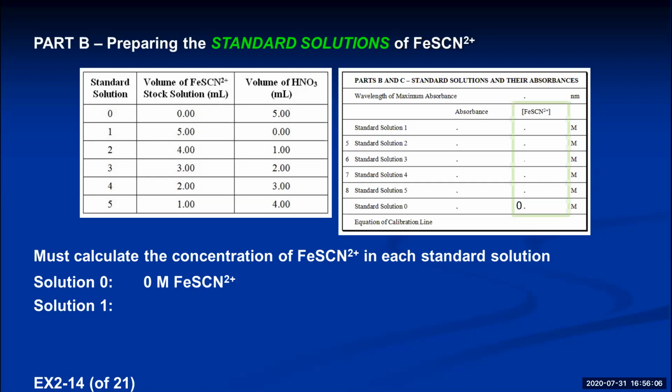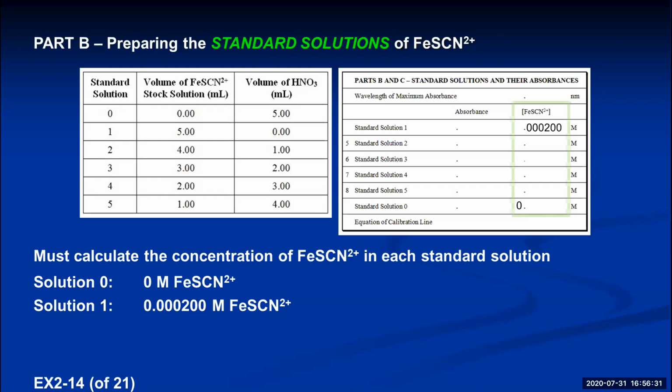For solution number 1, this is made of 5 milliliters of the stock solution, and we're mixing it with nothing else. So we're not diluting it. Its concentration doesn't change. So whatever the stock solution's concentration of FeSCN was, that will be the concentration of FeSCN in solution 1, which is 0.000200 molar. So for solution 1, you place that.